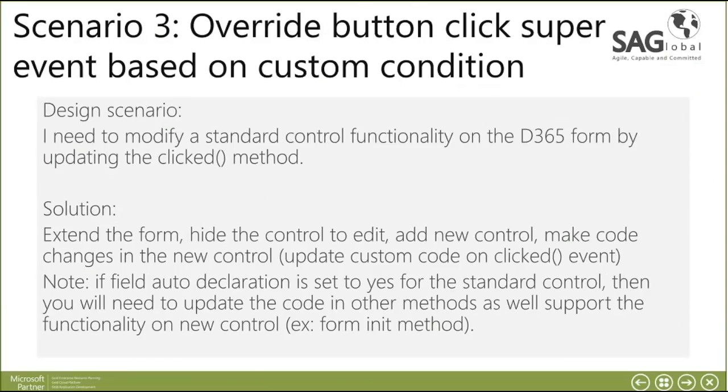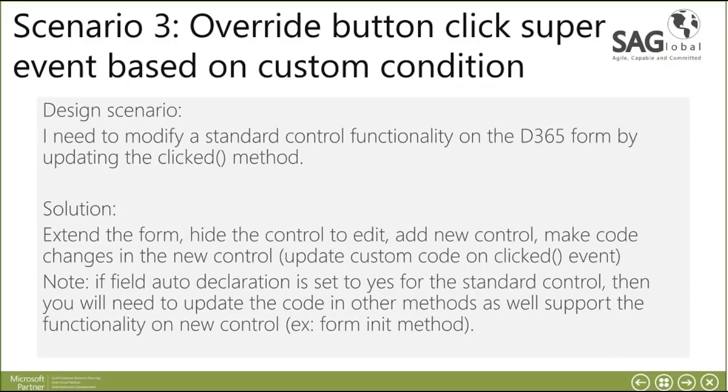Scenario 3. In this third scenario, we have a requirement to modify standard control functionality on the clicked event. In this example, the standard button is the hold button on the customer's form, and the clicked event of that hold button will validate a certain condition based on a custom parameter which we have set. In this scenario, the allow credit check parameter in the credit rating form is the form that we are talking about.